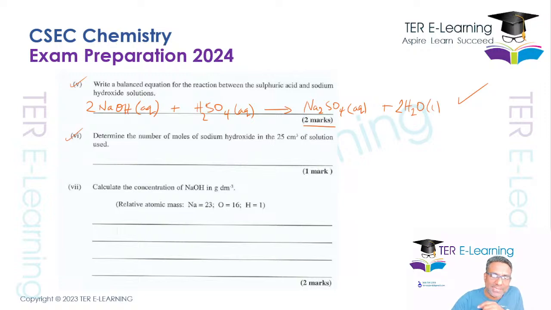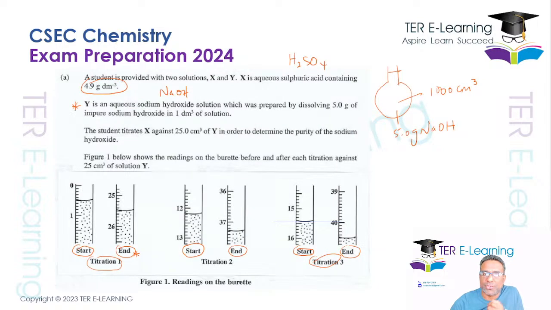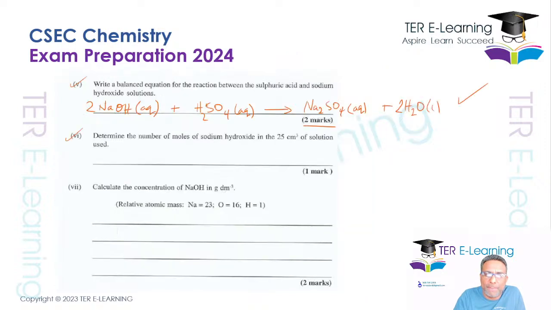The next part now, part 6: determine the number of moles of sodium hydroxide in 25 cm cube of solution used. Let's back up a sec and read what's happening here. The sodium hydroxide was the Y. So Y is sodium hydroxide, and you have 5 grams dissolved in 1000 dm cube. For each titration we use 25 cm cube of solution Y, the sodium hydroxide. Now determine the number of moles of sodium hydroxide in 25 cm cube.